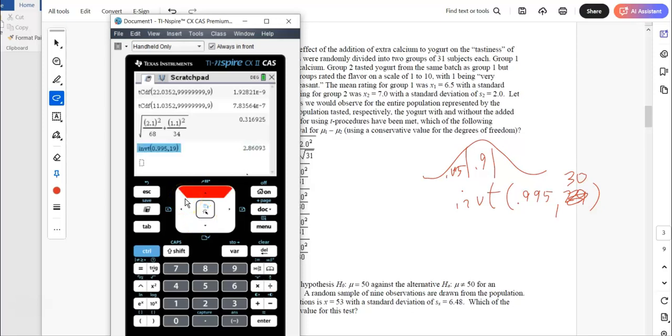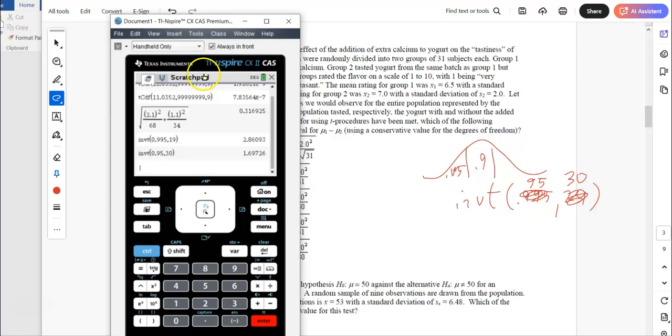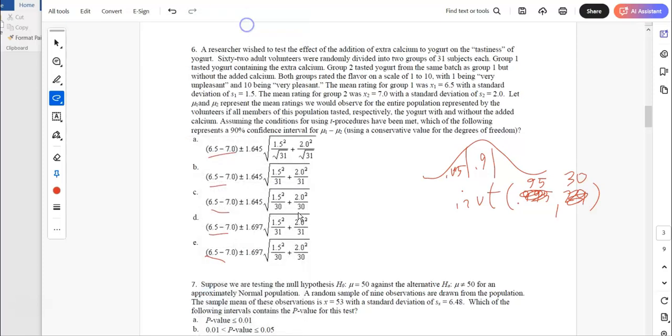0.95. Why did I say 0.995? 0.95. So 0.95, comma 30. 1.697. 1.697. One of these guys. Okay, I like that. Those guys are gone.